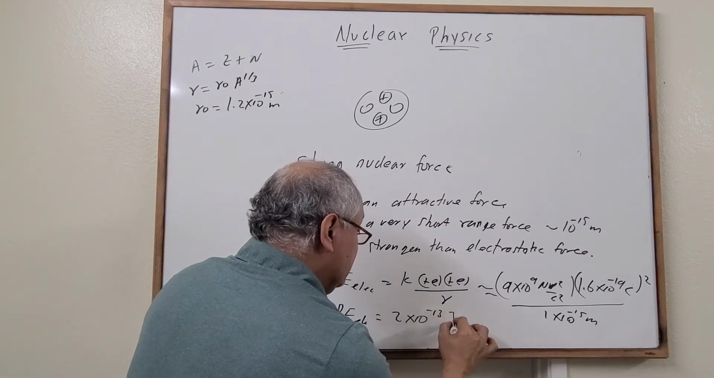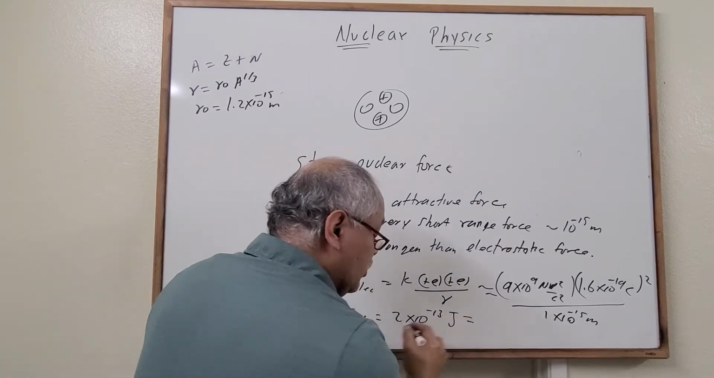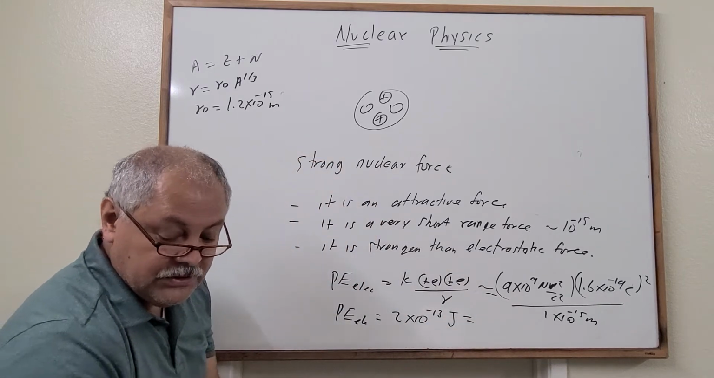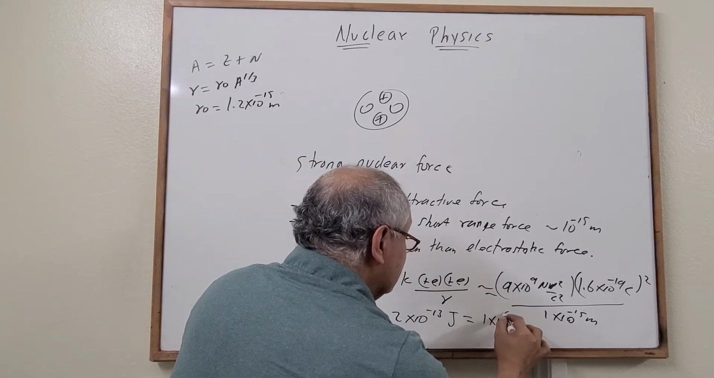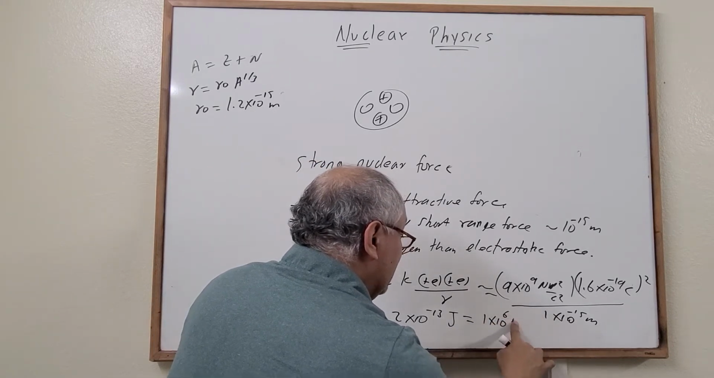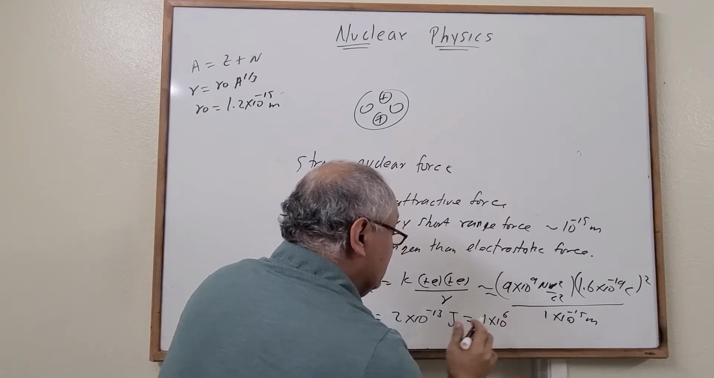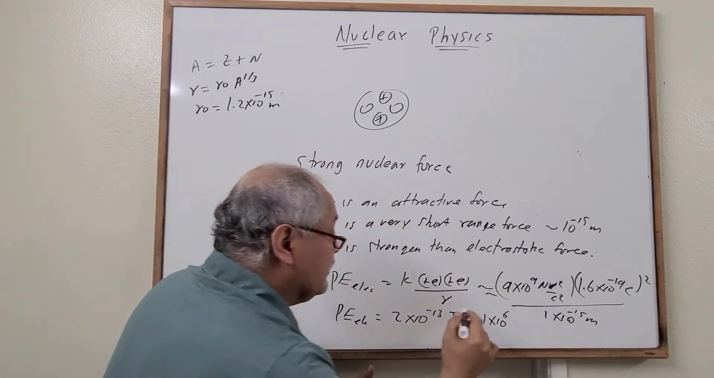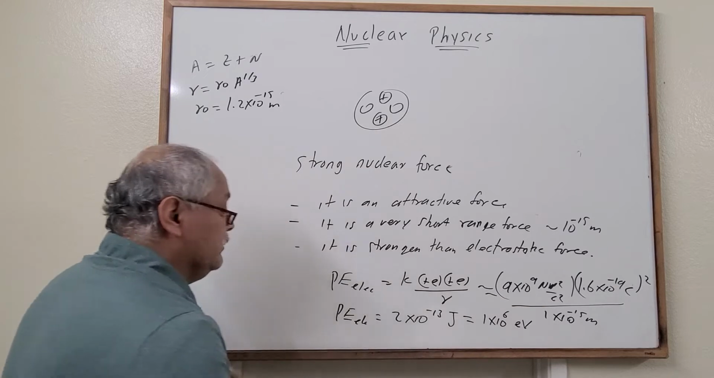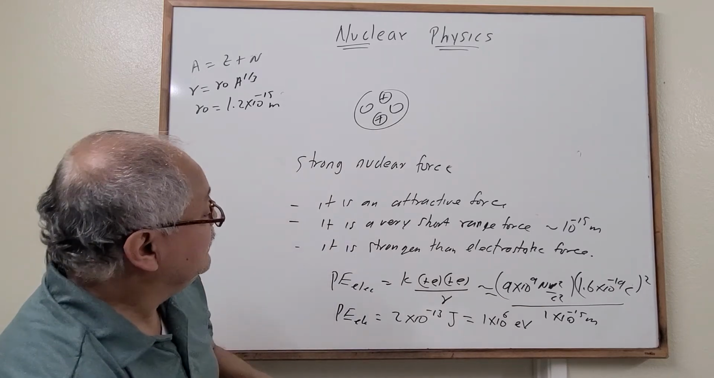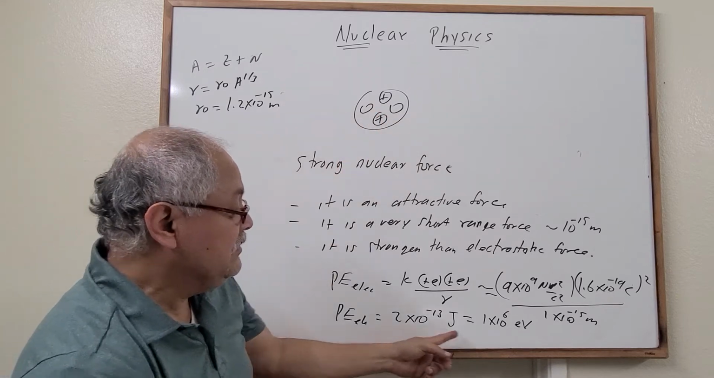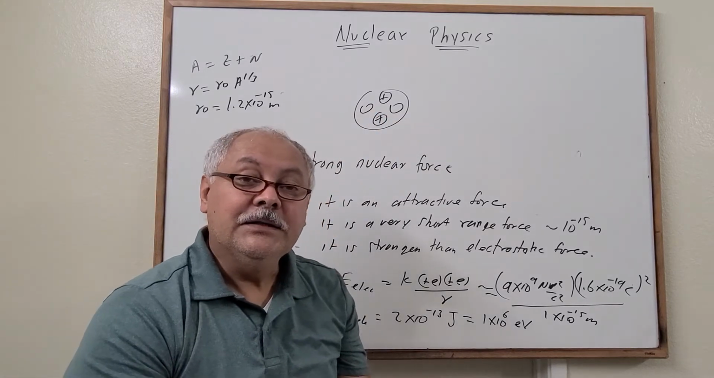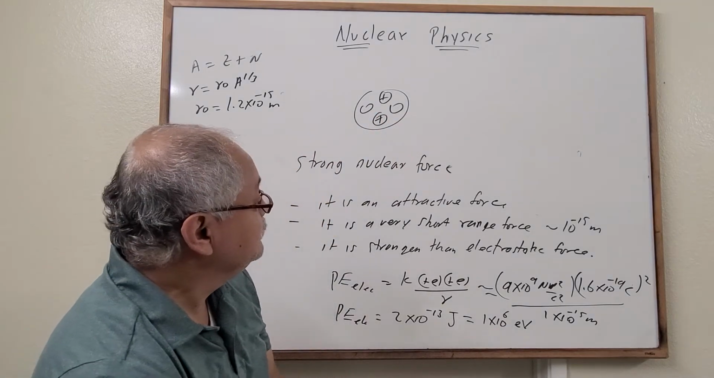So when we do this calculation, we see that this energy is about 2 times 10 to the negative 13 joules, which is about 1 times 10 to the 6 electron volts, or 1 mega electron volt in this case. So again, the force acting on the nucleus must be stronger than this electrostatic force.